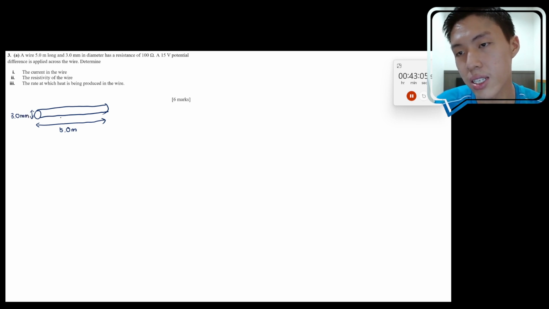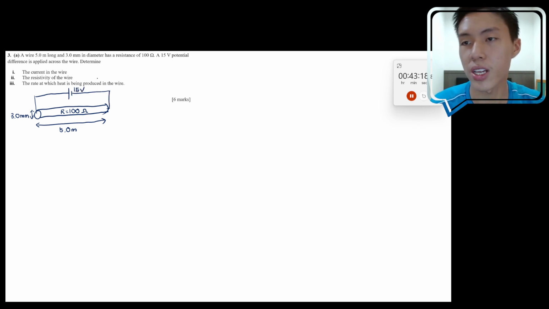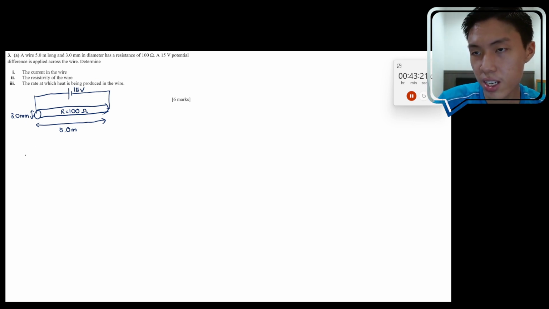Okay, then they say that the resistance is 100 ohm. And you're going to connect this wire here to a 15 volt potential. Okay, so this battery here is 15 volt potential. Okay, first thing first, they ask for the current in the wire.